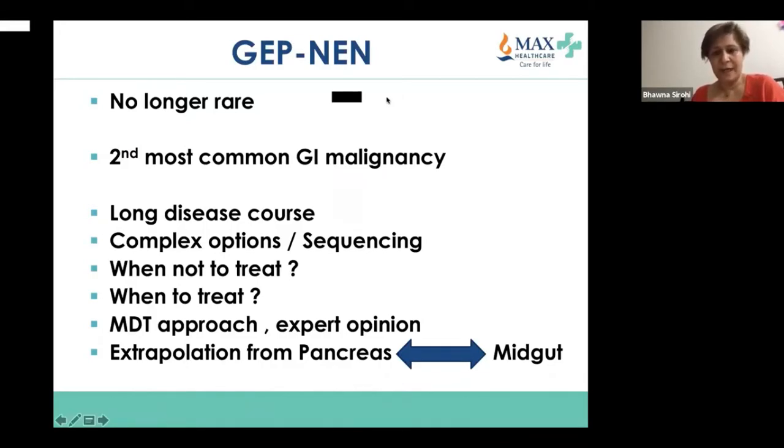MDT, again, you're all cancer specialists. You're going to be a future oncologist, so the MDT approach is very important. And you will hear me talk a lot about midgut neuroendocrine neoplasms and also pancreatic neoplasms. A lot of the data is extrapolable between pancreas and midgut, as you will see. There are some drugs which act more in pancreas than midgut and the other way around.